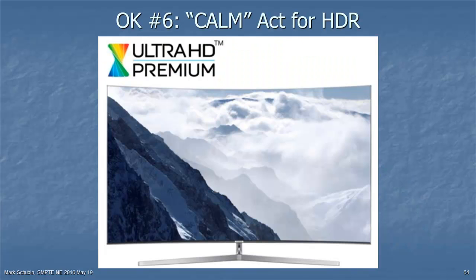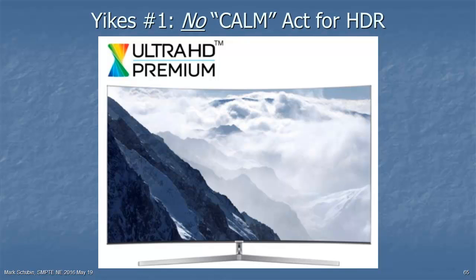But here is an ad from Samsung for their HDR TV, and that's what they're showing that you're going to be watching. So the picture is white. So that's okay if we can have some kind of a compact for HDR. What if there's no compact for HDR? That's yikes number 1.